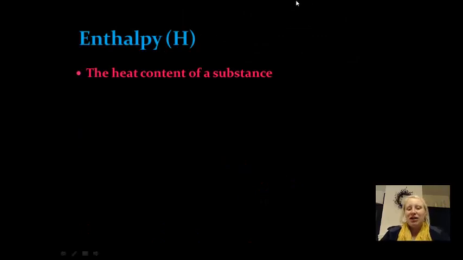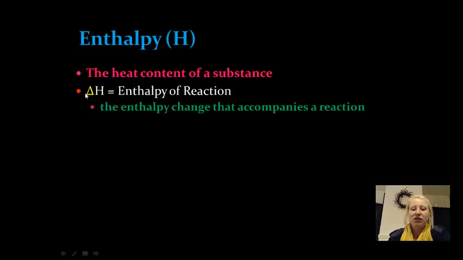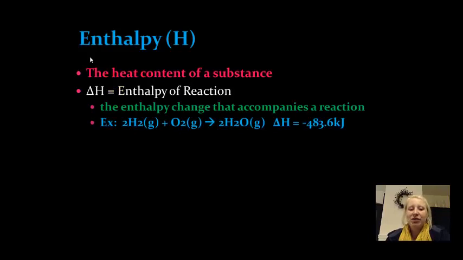The last thing we need to talk about in this lesson is something called enthalpy, which has the symbol H and is the heat content of a substance. If we find delta H, or the change in enthalpy, we are finding the enthalpy of a reaction. This is the heat content change that accompanies a reaction. For example, hydrogen gas plus oxygen gas forming water has a change in enthalpy of negative 483.6 kilojoules.